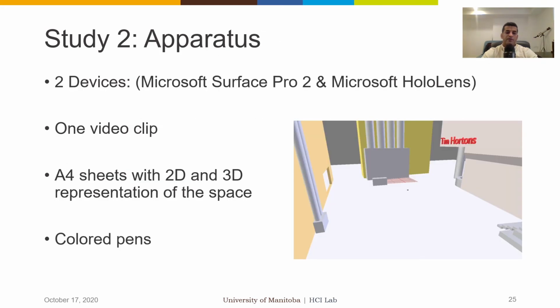A Microsoft Surface Pro 2 and Microsoft HoloLens were used. We recorded video scenarios in a similar manner to that of study 1. All 5 scenarios were performed in the camera field of view in one clip. We provided participants with A4 sheets of paper that have a 3D representation of the location of the captured video. We also provided participants with color pens to use in the sketching activity.